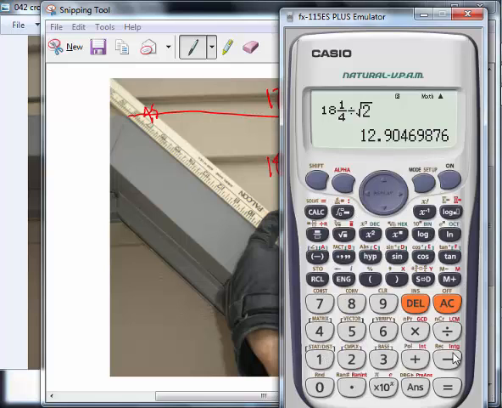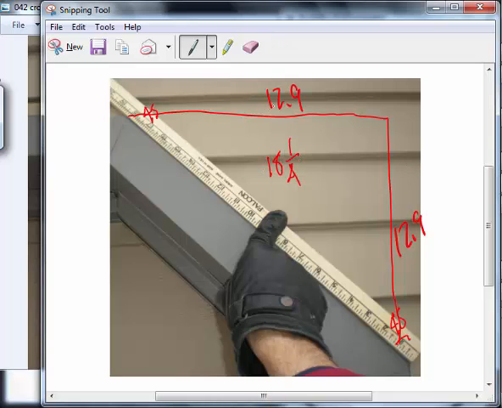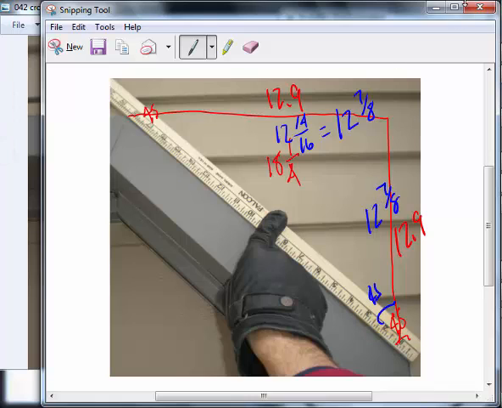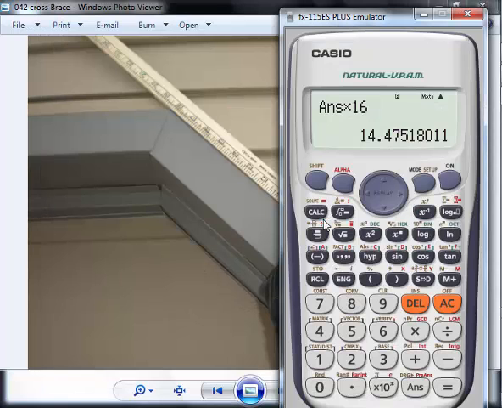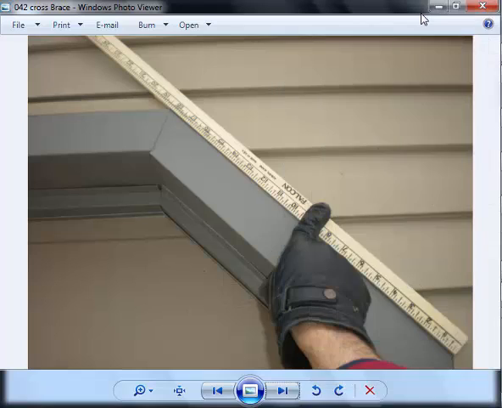Take that and subtract 12, and so we get that answer, about 0.90. Multiply that by 16. That'll give us how many 16ths of an inch it is. So it looks like 14 16ths. So that's 12 14/16ths, which is the same as 12 7/8 inches. Each of these is 12 7/8 inches, and that's all because this is a 45 degree angle. So you can see how the geometry of triangles really comes into play in our work.